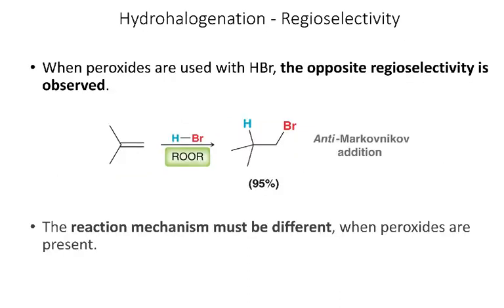Now, it is possible to cause reactions to prefer anti-Markovnikov addition, where the halogen actually adds to the less substituted carbon. And we can typically do that by adding peroxides to the reaction mixture. And so if we just add HBr, we'll get Markovnikov addition. If we add HBr, but in the presence of a peroxide, where we have an oxygen-oxygen bond, then we get anti-Markovnikov addition.